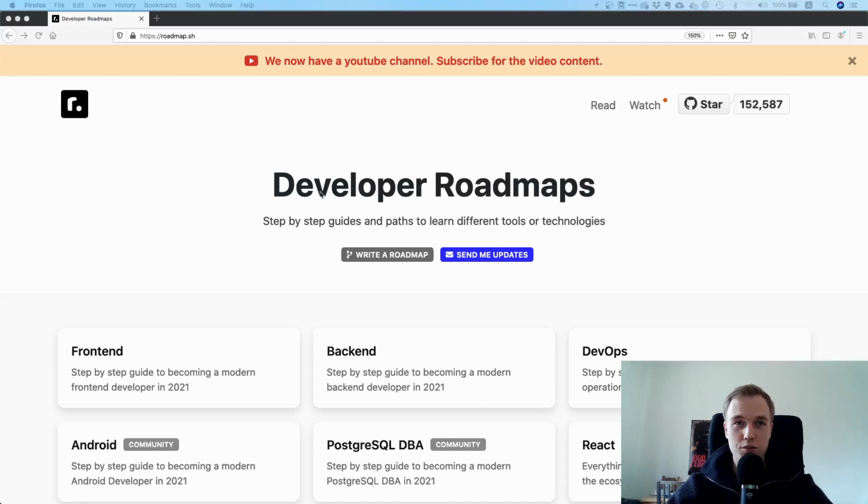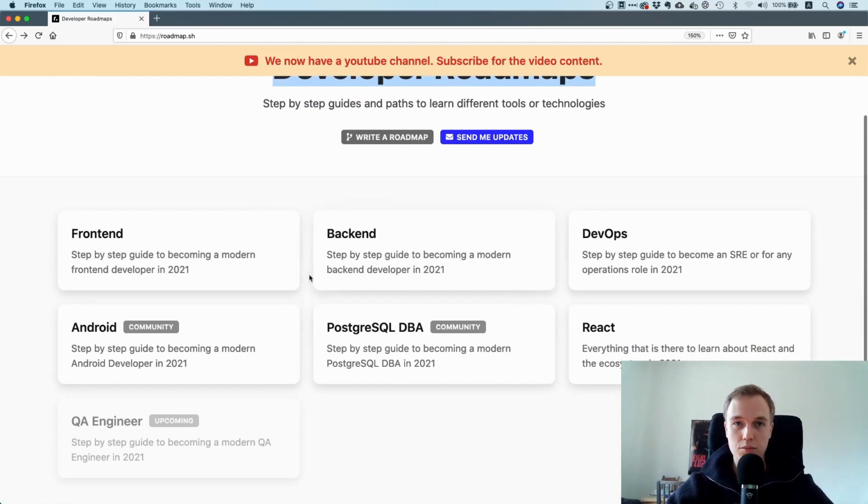Today I wanted to share with you this tool here. It's called roadmap.sh, and it's really good in my opinion. So it's one of the most useful educational things I have seen because it provides you with a systematic and engineering driven approach for learning web development, or for learning front-end development or back-end development or DevOps. And I think this is really good.